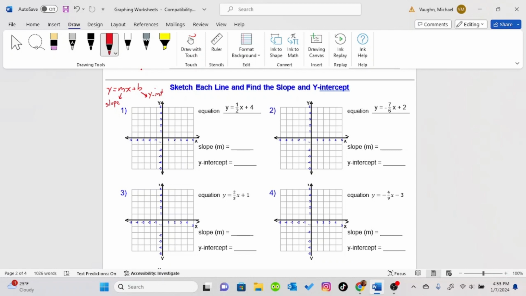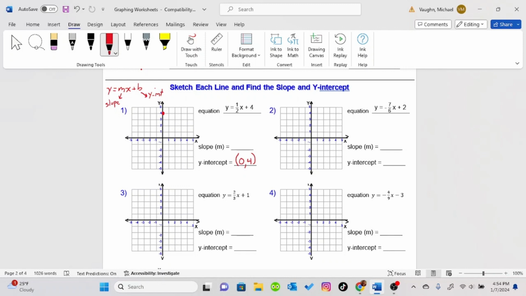So what you want to do is first take a look at your y-intercept. We see that the number by itself is 4, so your y-intercept is the point 0, 4. And it will always start with 0 because in order to be on the y-axis, you must be at 0 for x. So we're going to plot the point 0, 4 on the graph.